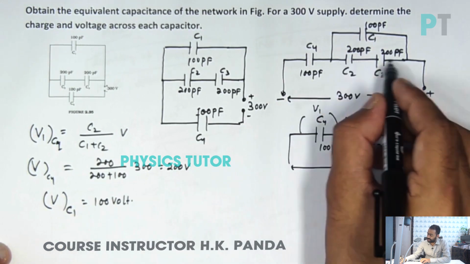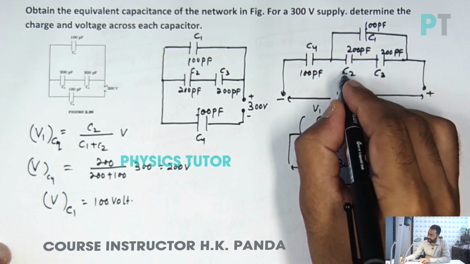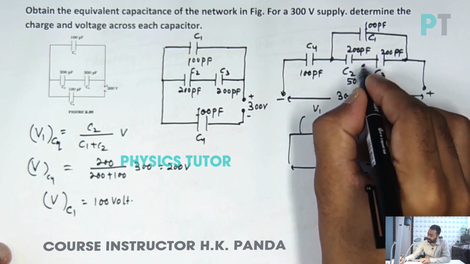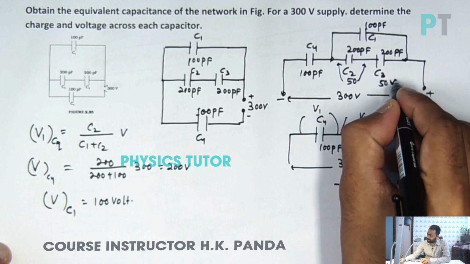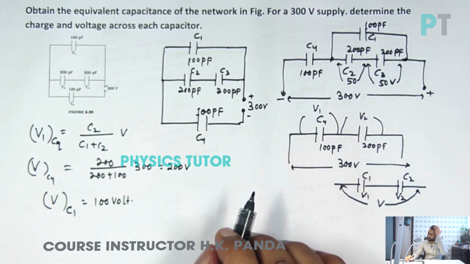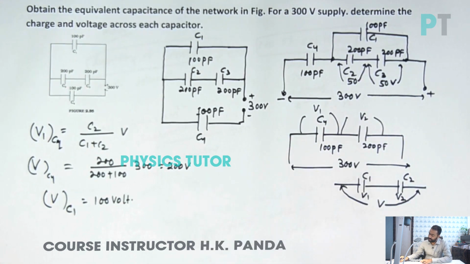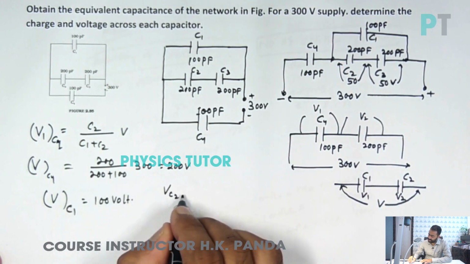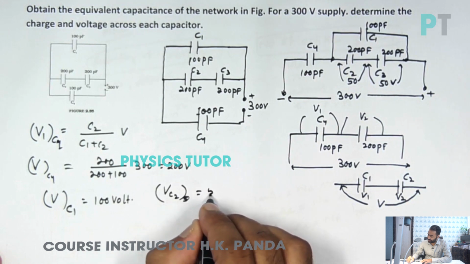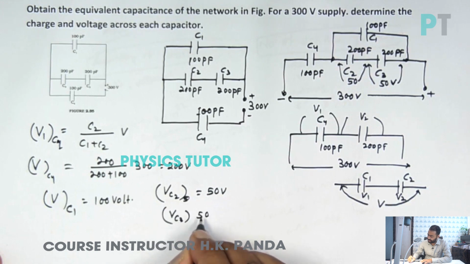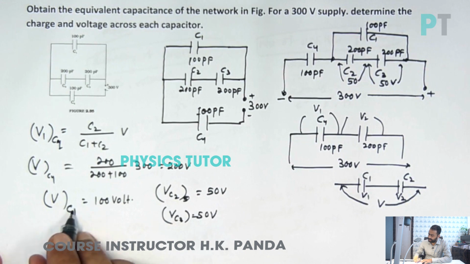As C2, C3 are the same capacitor, their potential differences will be equal. So this 100 volt will be divided as 50 volt and 50 volt across each of the capacitors, C2 and C3. Now we can easily calculate the charges on each of the capacitors. The potential across C2 will be 50 volt, across C3 again 50 volt, across C1 is 100 volt, and across C4 is 200 volt.